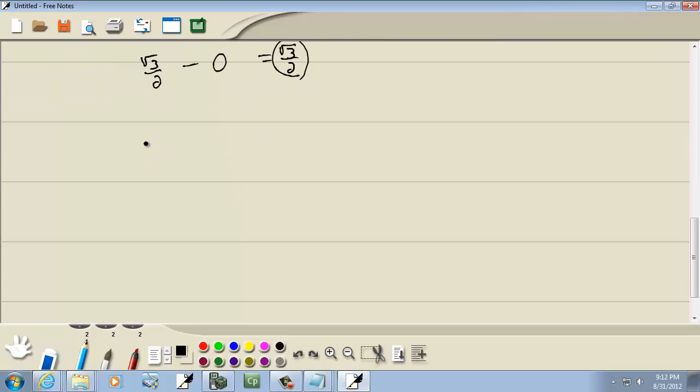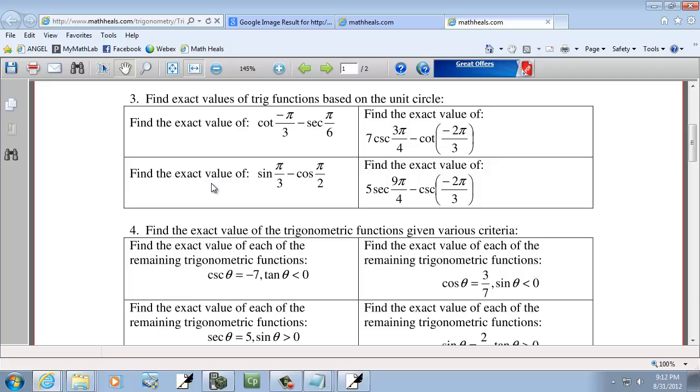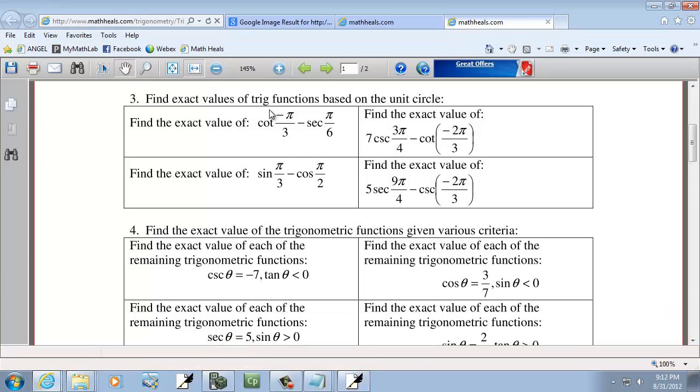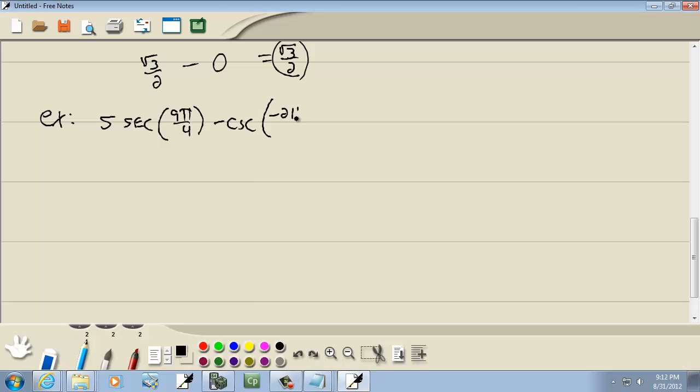And let's look at our last example. Which would be 5 secant 9 pi over 4 minus cosecant negative 2 pi over 3. First off, the 9 pi over 4, if I change that to a mixed number, that'd be 2 and 1/4 pi.